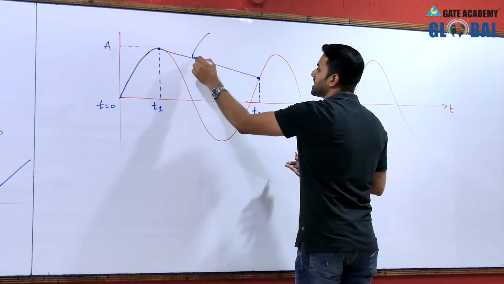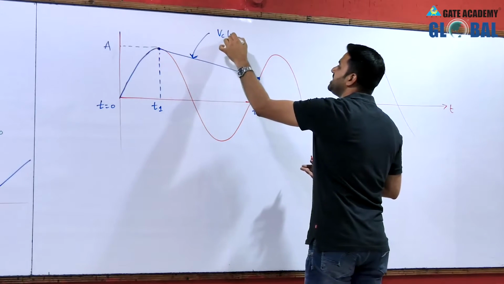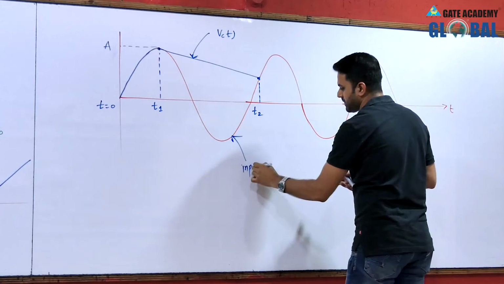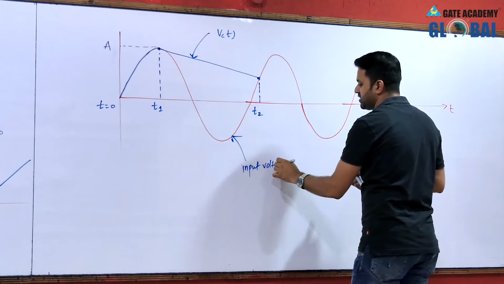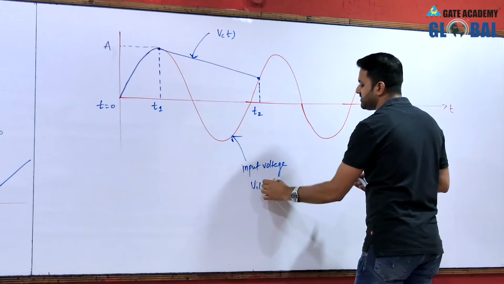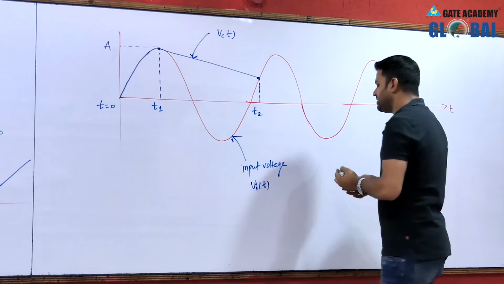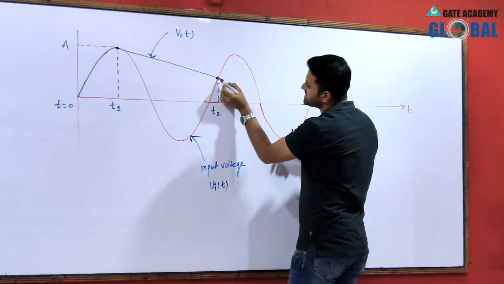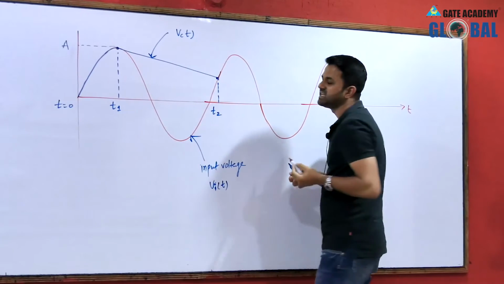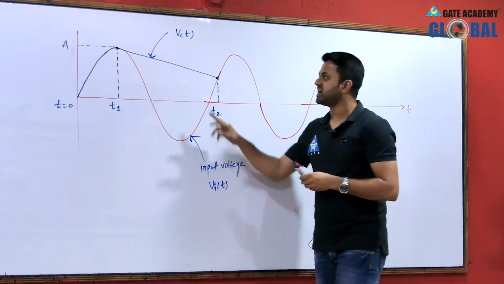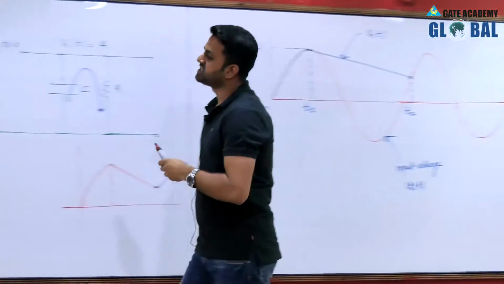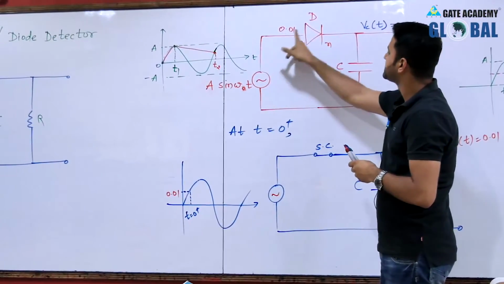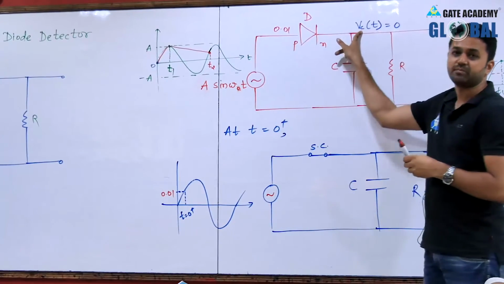So this is your capacitor voltage VCT, and this is your input voltage, represented by VIT for the time being. Now both are at the same voltage, and again the input is increasing. That means VIT has a greater potential than the capacitor voltage. So this will be the condition: the value of the input is greater than the value of the capacitor voltage.